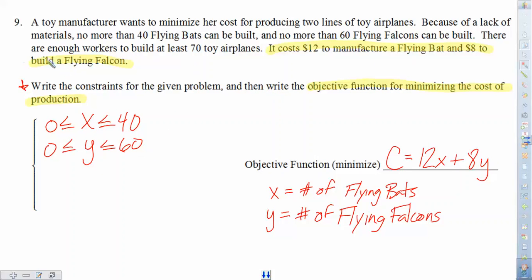And then what else are they saying here? There are enough workers to build at least 70 airplanes. And I think what they mean by airplanes is that it could be a combo of flying falcons combined with flying bats. Careful with that phrase at least. A lot of students might misrepresent that with a less than symbol. But if you want to make at least something, that means you've got to make that or more. So the number of bats plus the number of falcons has to be at least 70. So they're greater than or equal to 70. And right there, you've just written all the constraints on this problem. And we've also written the objective function.